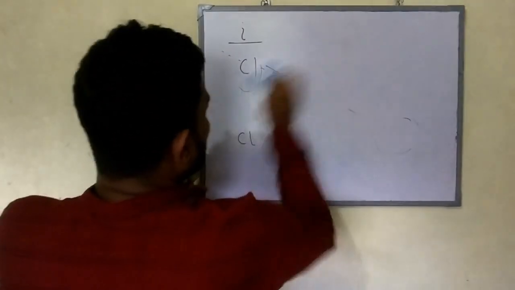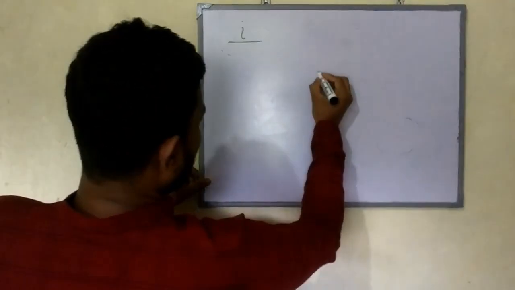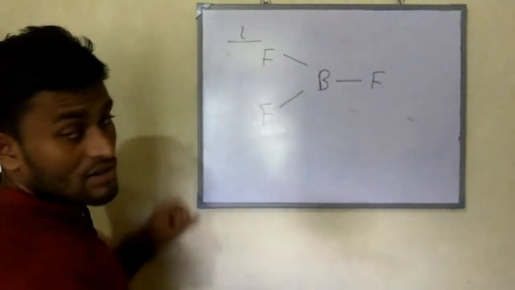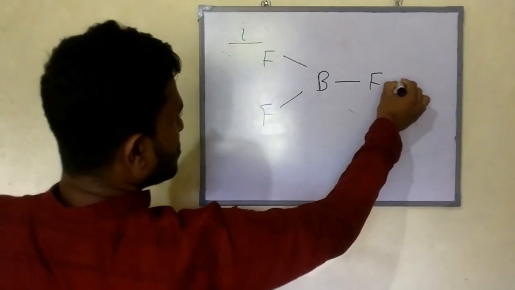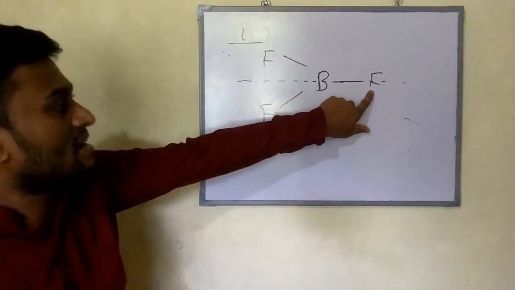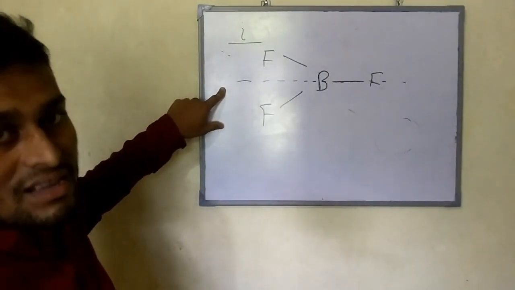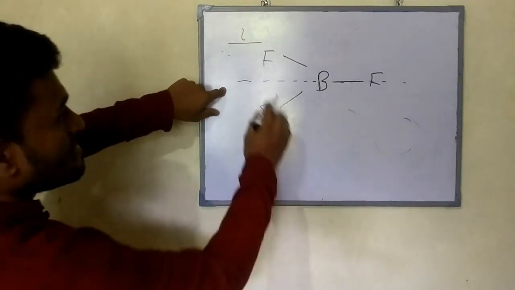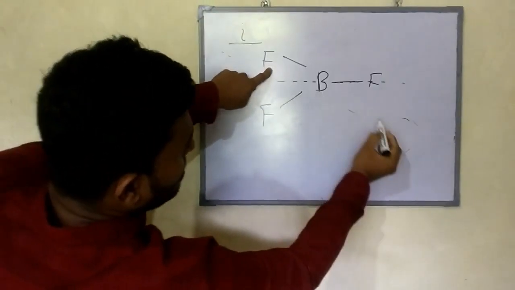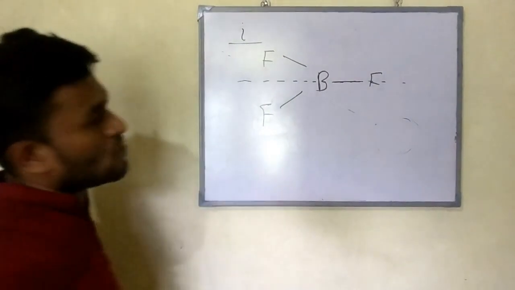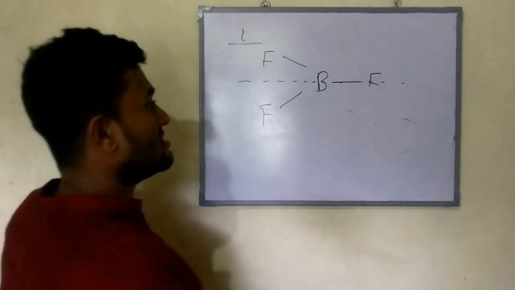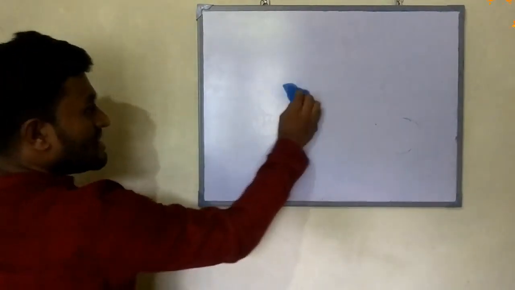But if you take this BF3 molecule, we cannot take such a center of symmetry because this is the straight line going through the boron atom. For this fluorine atom, there isn't any fluorine atom on the other side. So you cannot take a center of inversion. Here also, for this fluorine atom, you cannot take such a fluorine atom there. Here also the same. So the BF3 molecule will not show any center of inversion. So that is the center of symmetry.